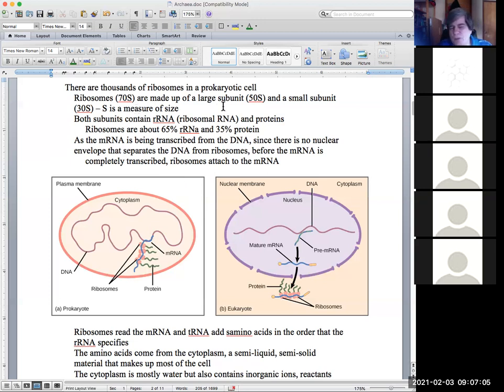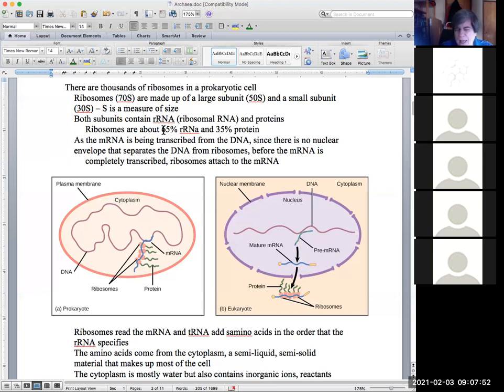Well, remember that ribosomes are made up of two parts. They're made up of a large subunit and a small subunit. And in prokaryotic cells, the large subunit is 50S. S is Svedberg units, which is a measure of their size. And the small subunit is 30S, 30 Svedberg units. Put them together and the whole ribosome is 70S. Notice you don't add up 50 plus 30. It might seem like you would, but this really refers to when you put these particles into a centrifuge, what speed they separate out at. So this is not really an additive unit.